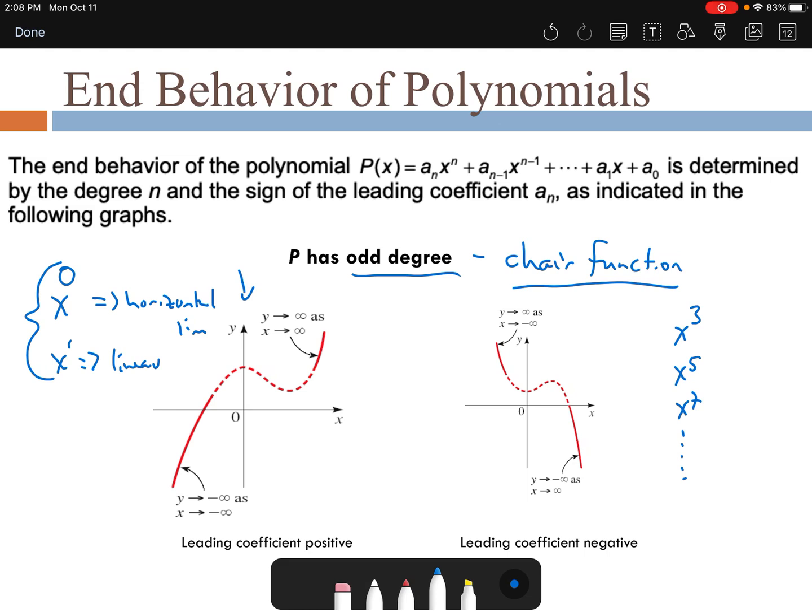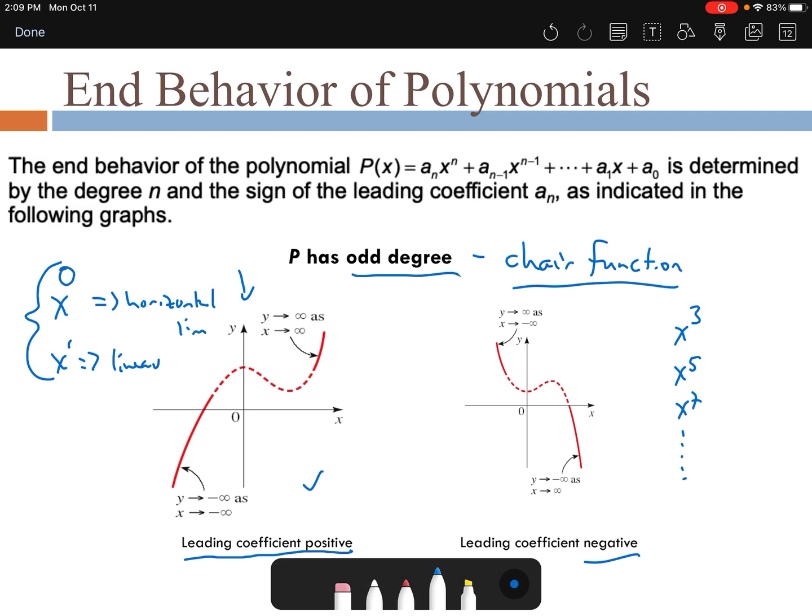They're odd. Now the chair function, and we can put these on your calculator like y equal x cubed, y equal x to the 5th, y equal x to the 7th, negative 2x cubed. They're either going to rise from left to right or fall from left to right. So in other words, this first one here, the leading coefficient is positive, which means it moves up, it increases from left to right. If it's negative, it decreases from left to right.